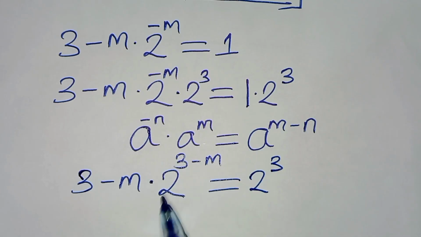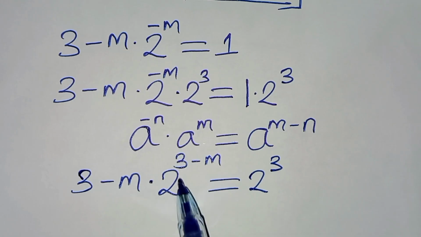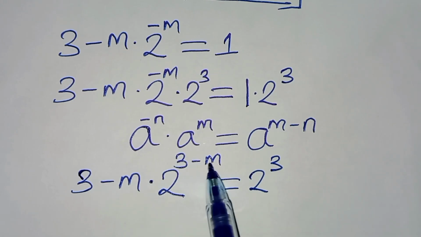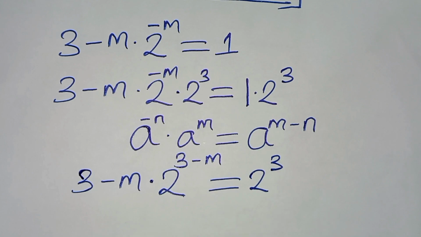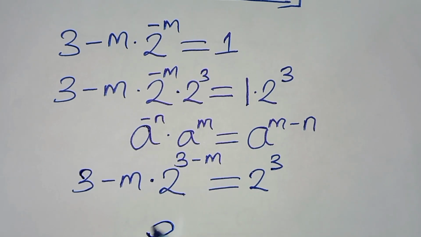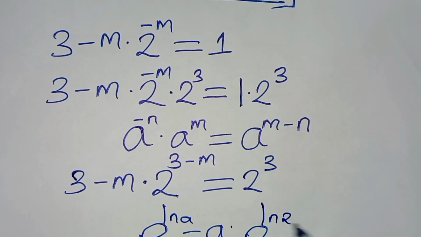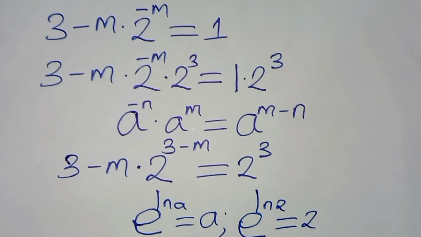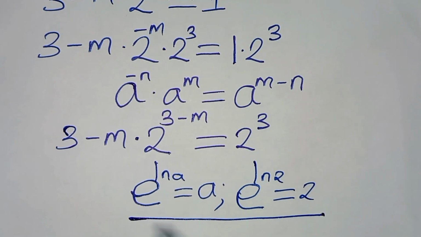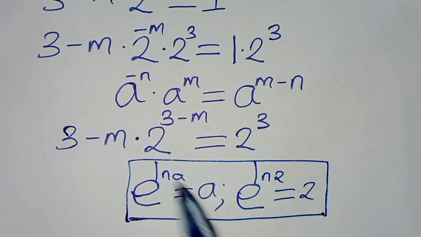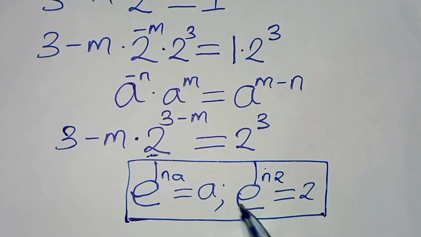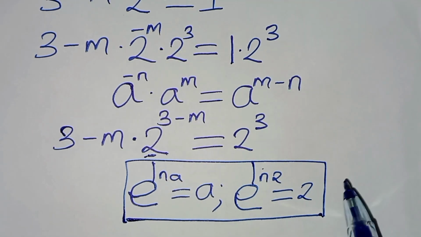So as you can see here, the coefficient 3 minus m is the same as what we have here, 3 minus m. The next step here, if we apply the exponent property, e to the power of natural log of a is the same thing as a. So that implies that e to the power of natural log of 2 is the same thing as 2. So let's substitute this. Where we have 2, let's substitute with e to the power of natural log of 2.